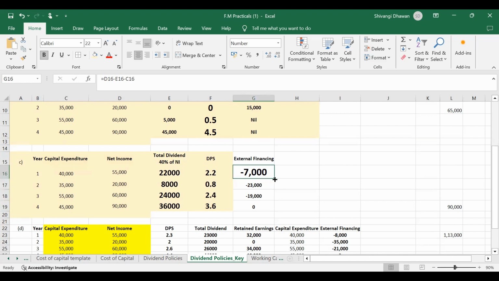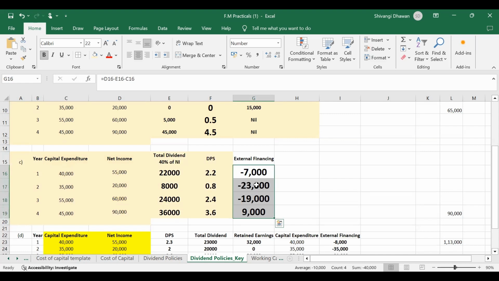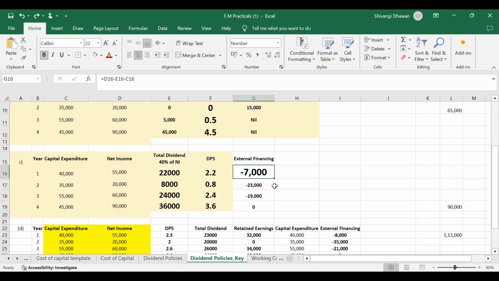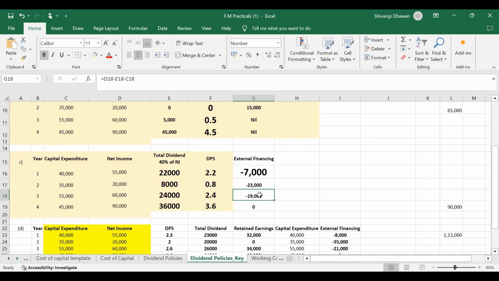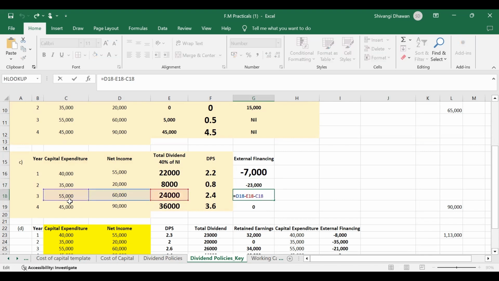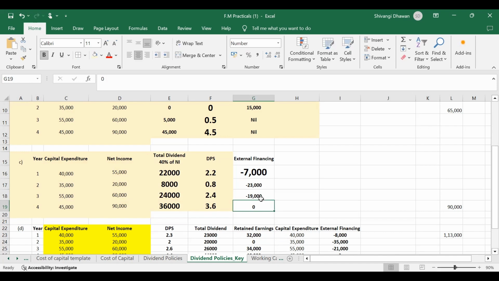Similarly, we will apply this formula in all the other cells. So here it is again, 20,000 minus 8,000. So we are left with 12,000 minus 35,000. We require an additional 23,000 of external financing. Also in the third case, it is the same thing. That is 60,000 minus 24,000 and then minus 55,000. We still require external financing of this.